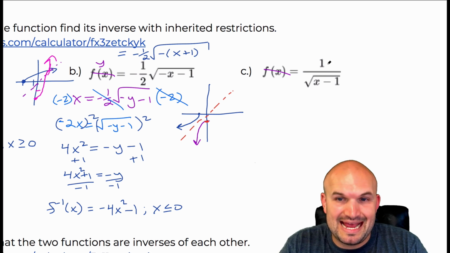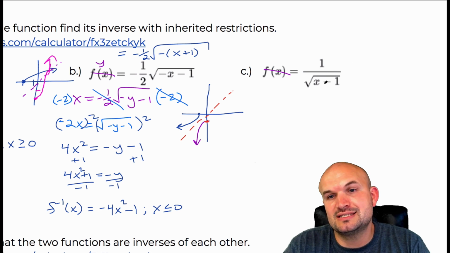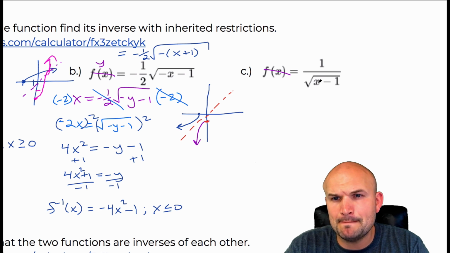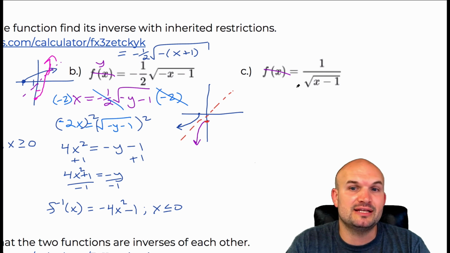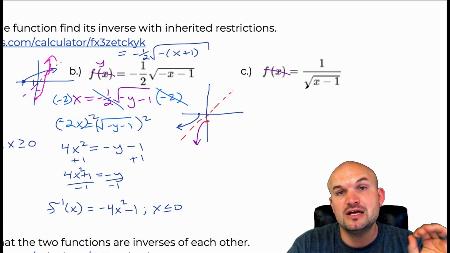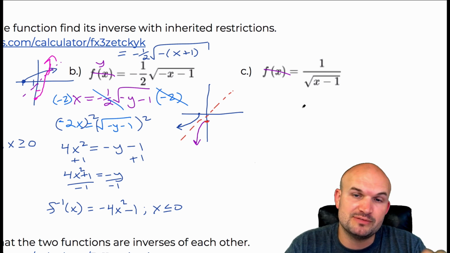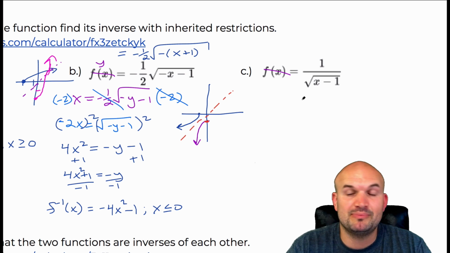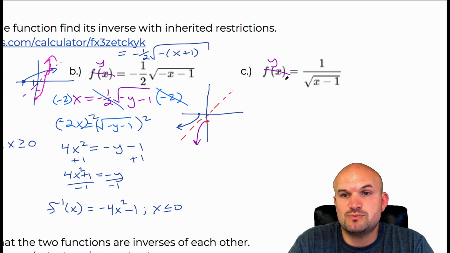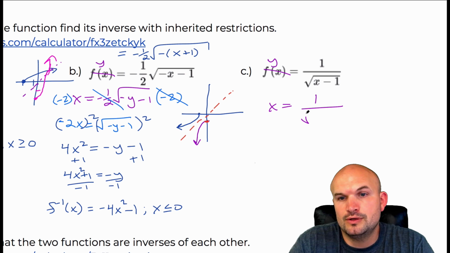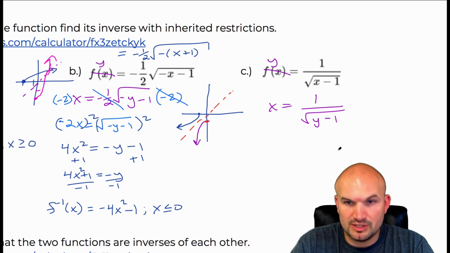The restriction on this domain is going to be x has to be greater than 1. That is the implied domain that's going to come in. So that means the range of my new function is going to be y greater than 1. Besides that, I don't really know anything else. So we swap x and y. So x equals 1 over the square root of y minus 1.